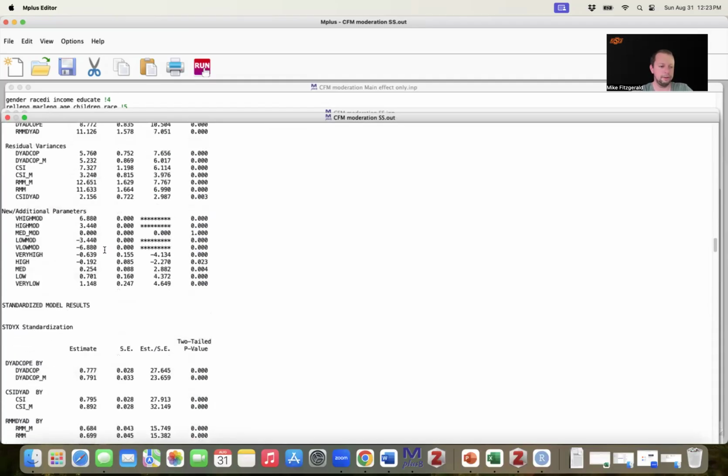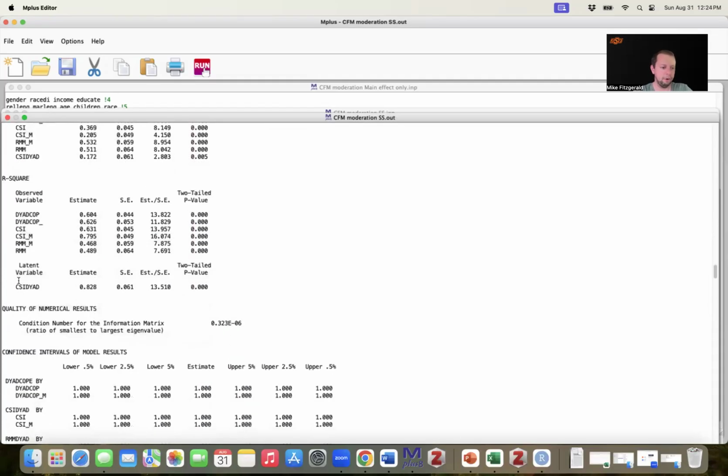And so I'll scroll down to the variance accounted for. And so it accounts for 82.8. So that means in this analysis, the interaction term is roughly accounting for 18% of the variance in CSI dyad. So before it was something like 64.6, and now it's 82.8. So we have a fairly substantial interaction effect.